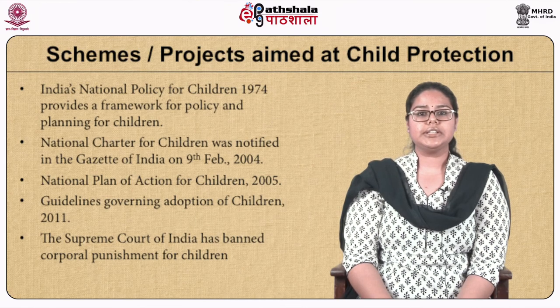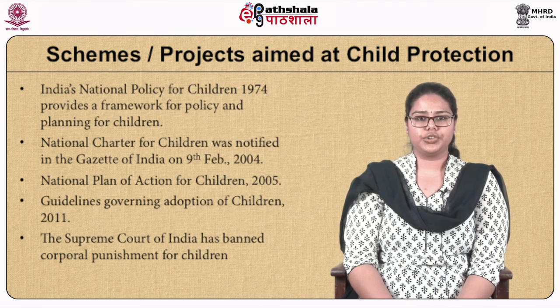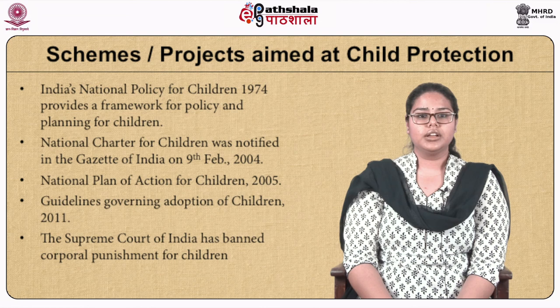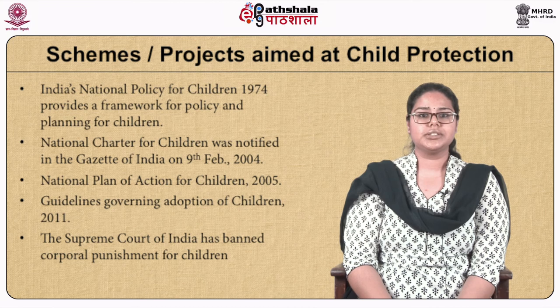There have been many initiatives for child protection at a policy level as well. India's National Policy for Children 1974 provides a framework for policy and planning for children. There are also the National Plan of Action for Children 2005 and the Guidelines Governing Adoption of Children 2011. The Supreme Court of India banned corporal punishment for children on December 1, 2000, when it directed the state to ensure that children are not subjected to corporal punishments in schools and that they receive education in an environment of freedom and dignity, free from fear.